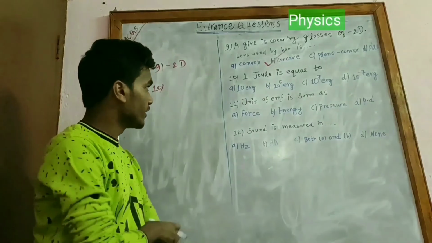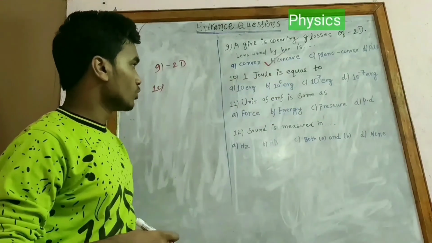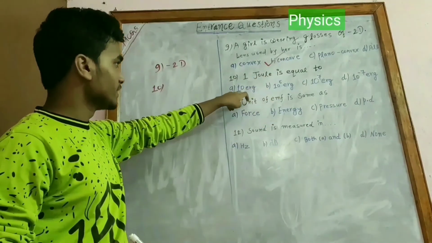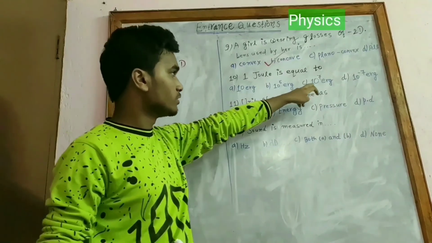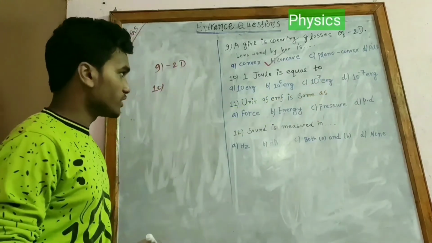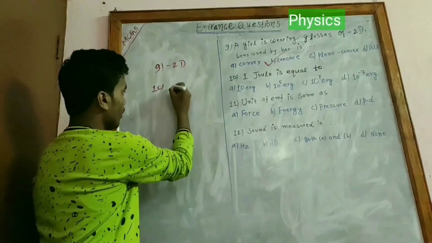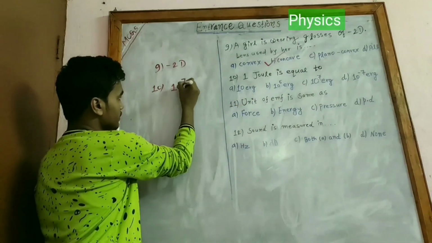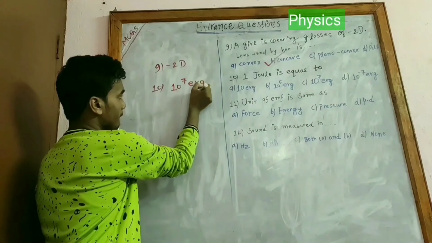In question number 10, 1 joule is equals to how much ergs? 10 erg, 10 to the power 5 erg, 10 to the power 7 erg, 10 to the power minus 7. Since 1 joule is equals to 10 to the power 7 erg.